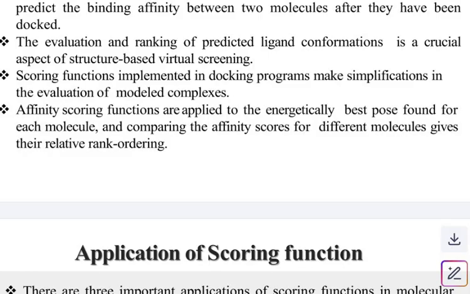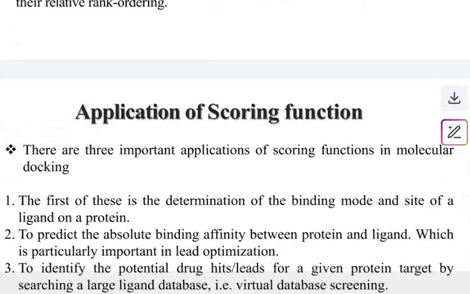A scoring function implemented in a docking program makes simplifications in the evaluation of model complexes. Affinity scoring functions are applied to energetically based scores found for each molecule, and comparing the affinity score for different molecules gives their relative rank ordering.